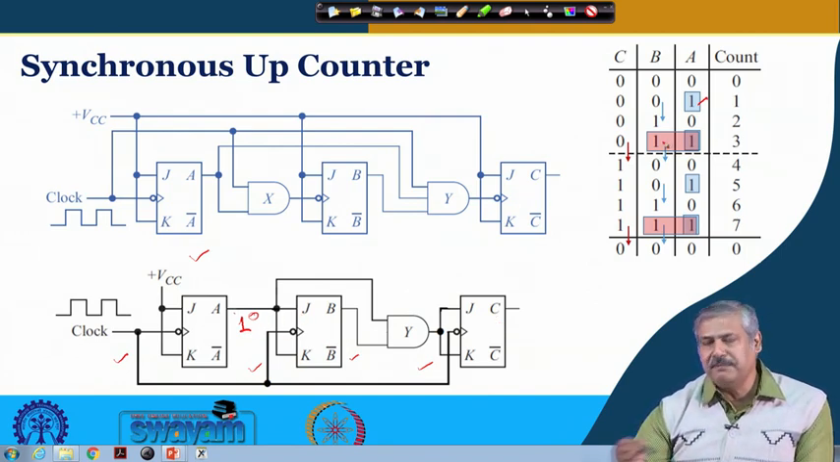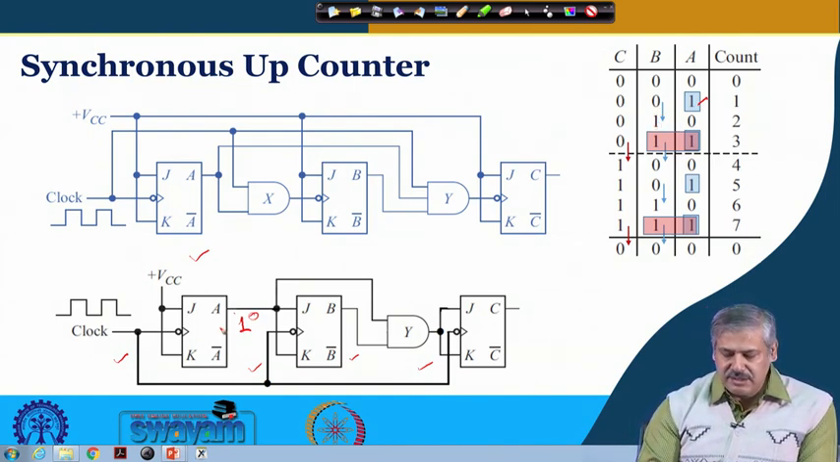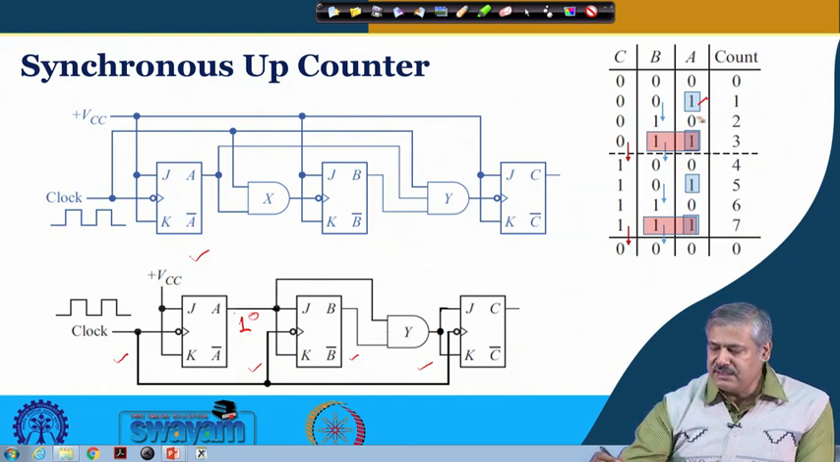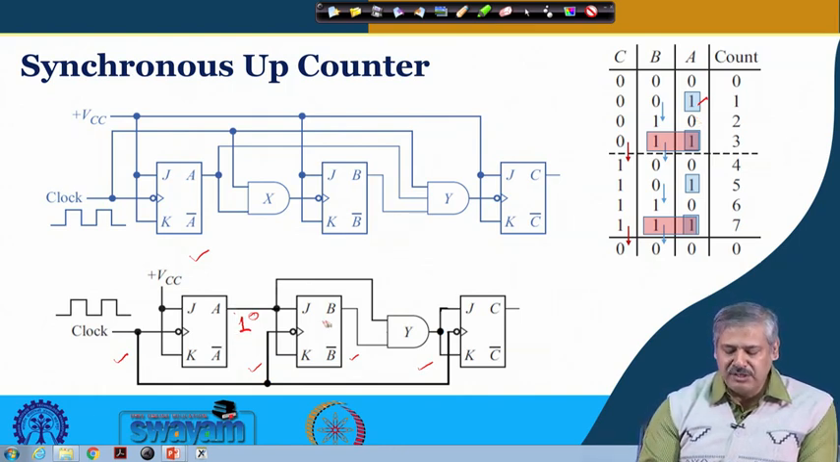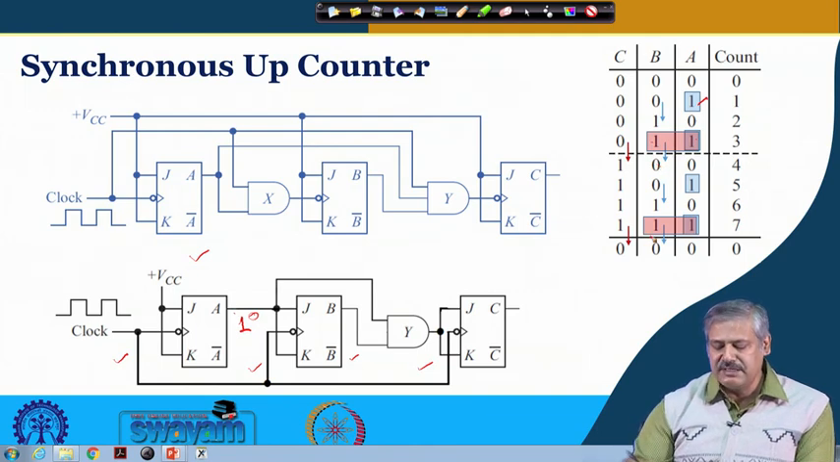So, the output will become from 0 to 1. At the next clocking instance A is 0, so it will get a 0 here, so no toggling. Again it will get a 1 over here, so that will make B change from 1 to 0, and similarly it continues.